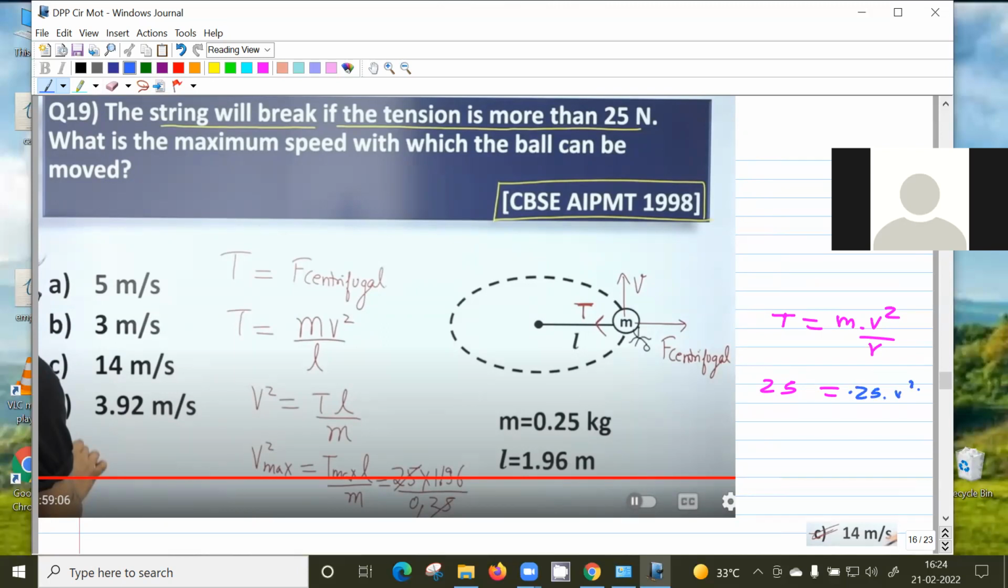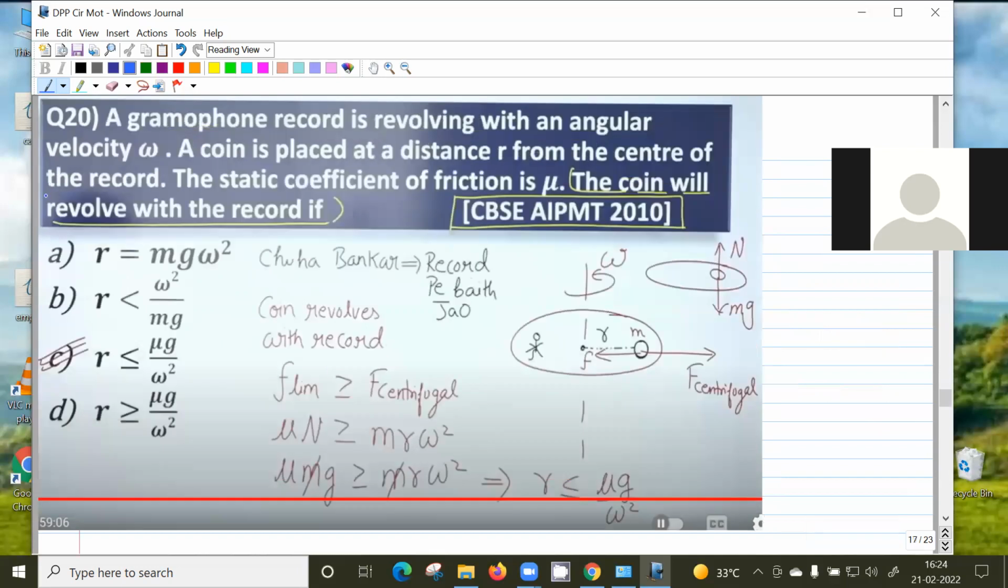14 also. 14 14s are 196. Yeah, 14. This one, coins plus distance are. Okay. You understood this question?